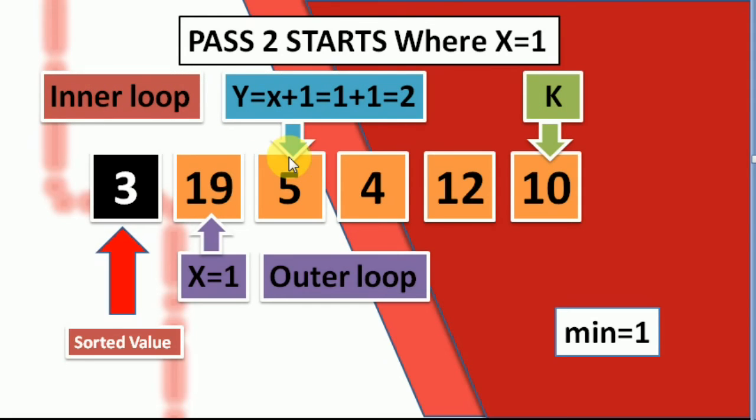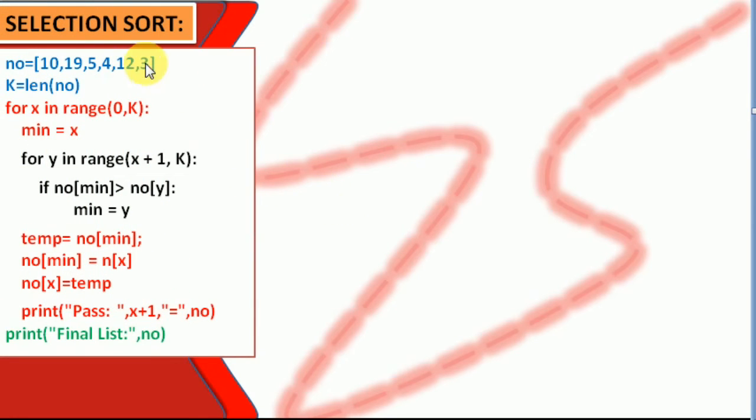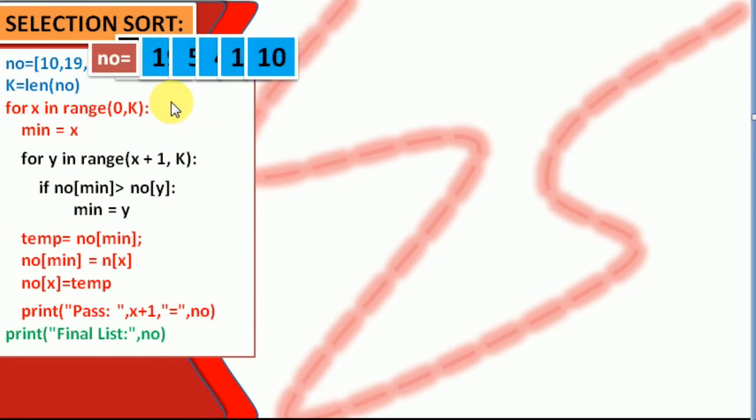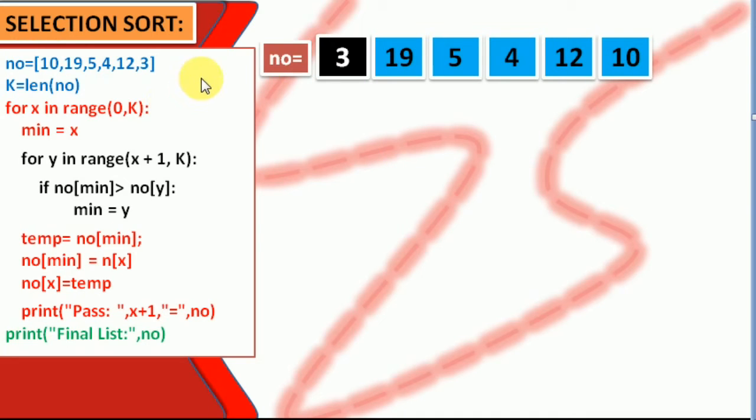The inner loop starts from y to k, and y equals x plus 1, meaning 1 plus 1 equals 2. So y starts from 2, 3, 4, 5. And all these numbers are going to be checked against the value at min. We are going to use the min index value and compare all those numbers. So let's start. Again, same code is here. This is our array. 3 is fixed.